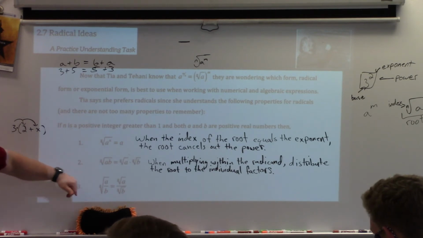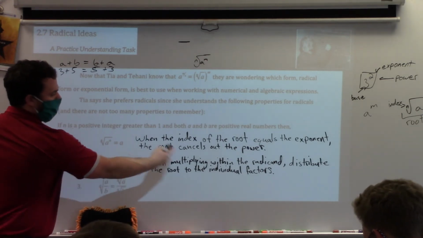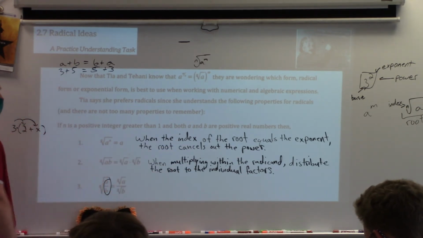So what can we say with number 3? Distributing the roots. Let's work on that language a little bit. Take it away. What's happening right here? Notice we have a format, we have a formula right here. When multiplying within the radicand... When dividing within the radicand. All right, when dividing within the radicand, distribute the root to the individual factors.